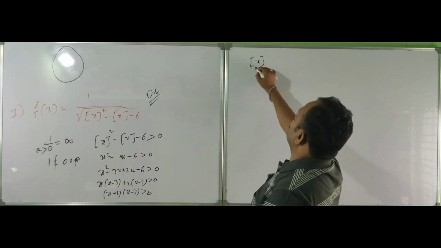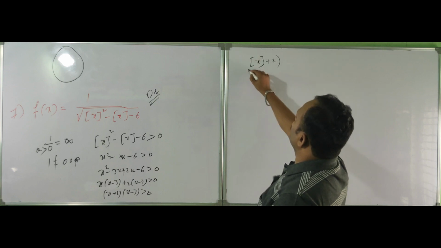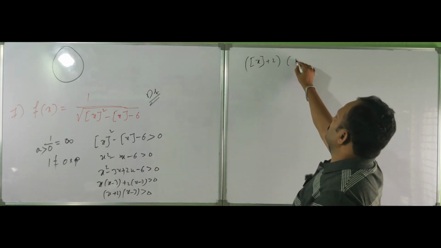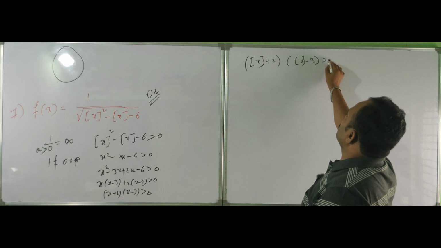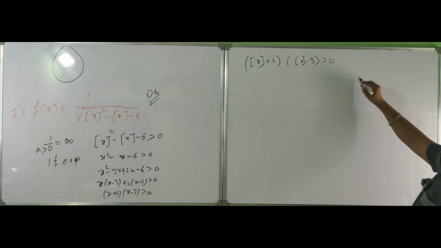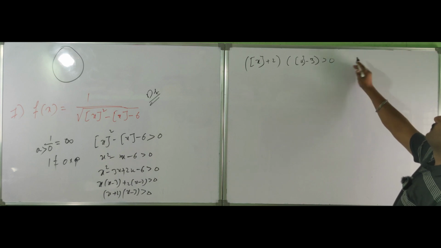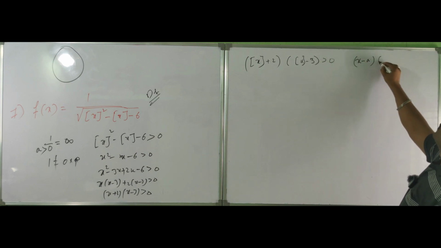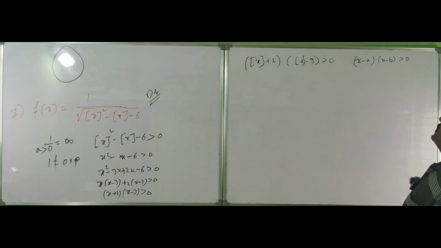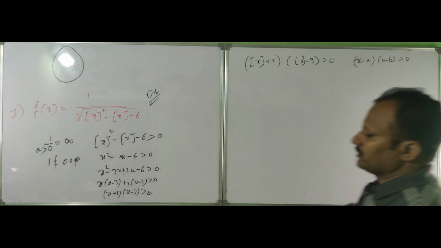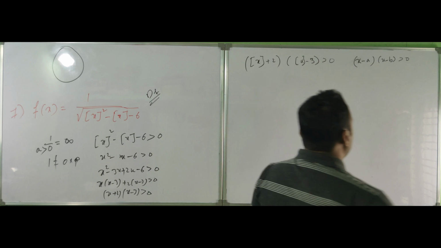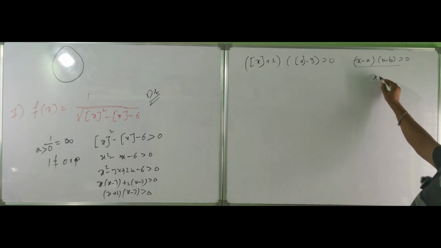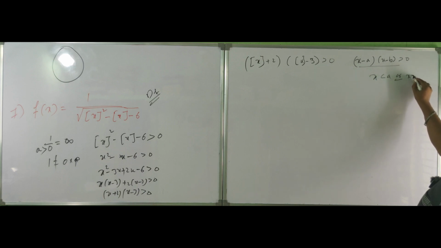The modulus of x plus 2, and the greatest integer function minus 3, greater than 0. For this condition we have the formula: if (x minus a)(x minus b) is greater than 0, what is the formula? x is less than a or x is greater than b. For this condition, x is less than a or x is greater than b.